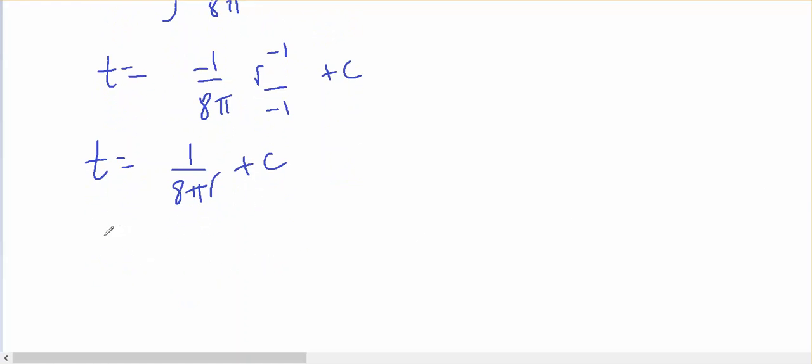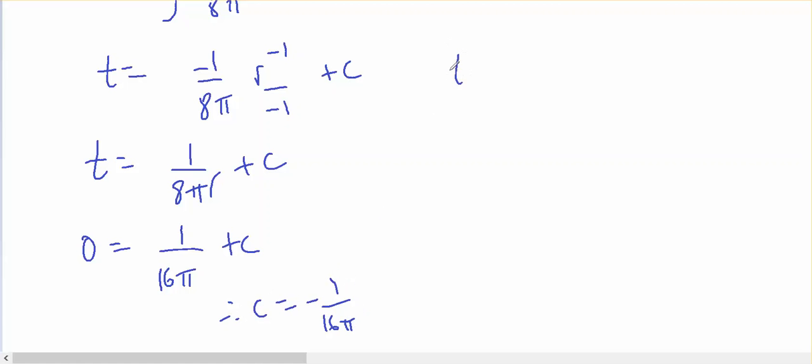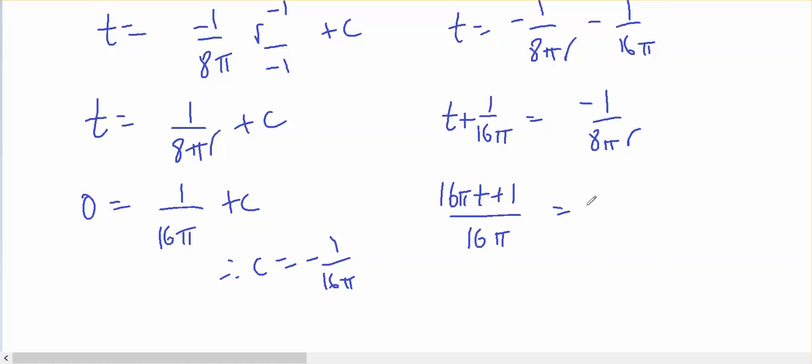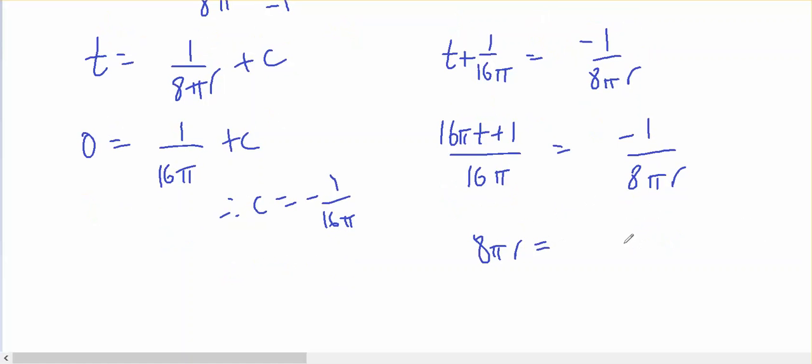And initially it's 2, so 0 equals 1 on 16 pi plus c, therefore c equals negative 1 on 16 pi, which means that t equals minus 1 on 8 pi r minus 1 on 16 pi, which means t plus 1 on 16 pi equals negative 1 on 8 pi r. So that is 16 pi t plus 1 on 16 pi equals negative 1 on 8 pi r, which means 8 pi r equals negative 16 pi on top of 16 pi t plus 1.